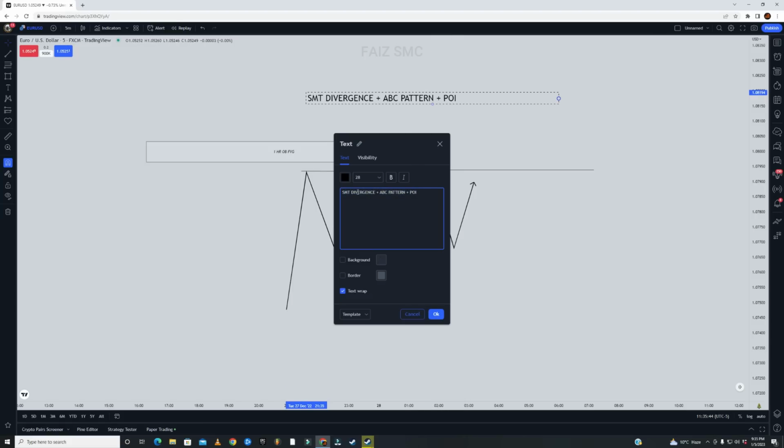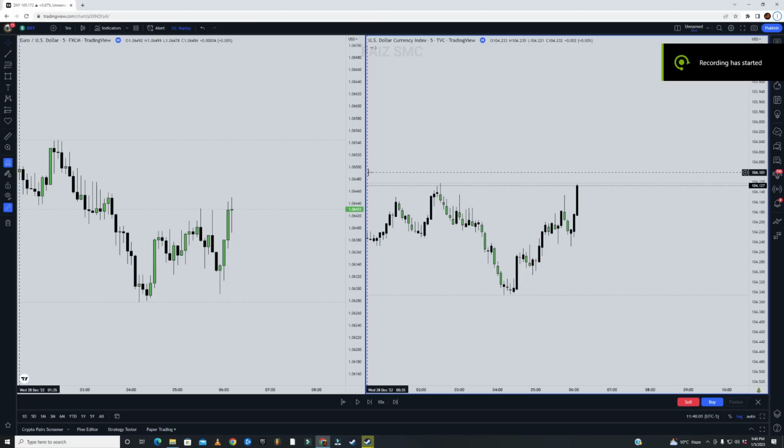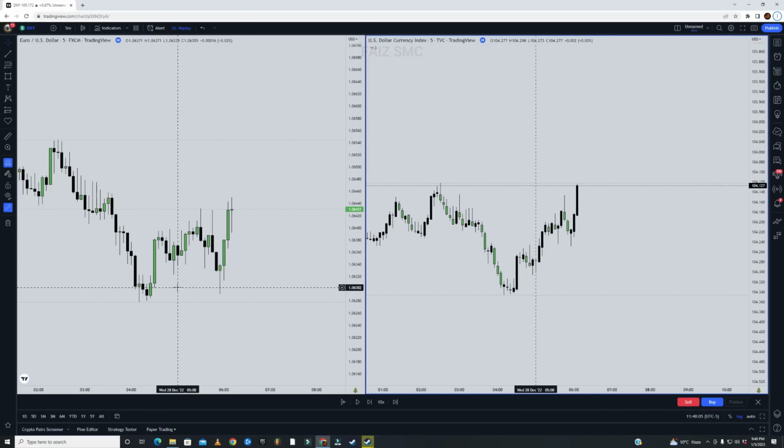So finally, I'd say we are using three things, right? And this is going to increase your win rate. I'll try to give you guys some examples and then it's going to be clear to you. All right, guys. So in this specific example, I'm going to teach you how you can use POI with SMT divergence. Okay, we will not be combining ABC in this example.